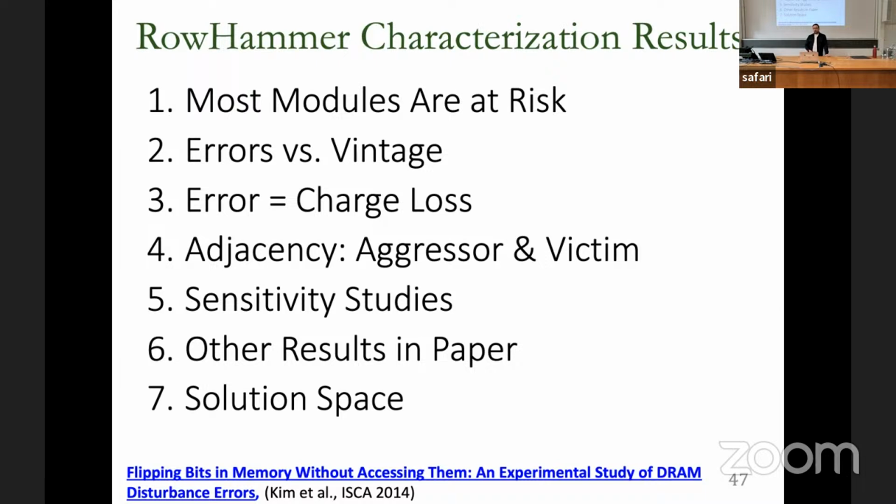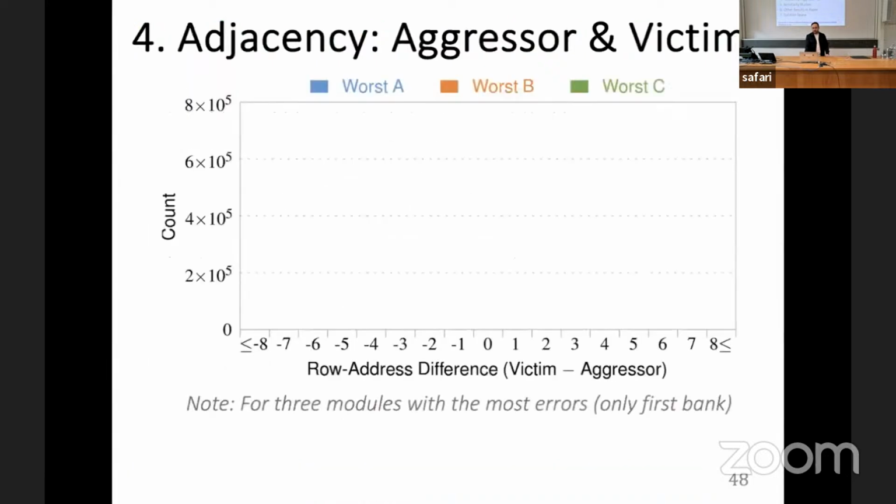And a key point is adjacency. Your aggressor row and the victim row should be physically close to each other, if possible, adjacent to each other. Because as they get closer, the disturbance is exacerbated again. We have some sensitivity studies and other results in the paper, and we also discuss what kinds of solutions can be used for mitigating such bit flips.